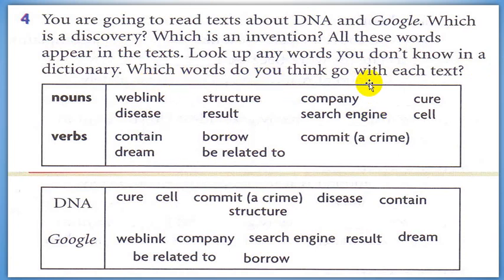Which words do you think go with each text? According to your reading of the text, which of these words come with the first text, the DNA text, or the other text, the Google text? Here is the solution: the DNA text goes with these words: cure, sell, commit a crime, disease, contain, structure. Google goes with the web link: company, search engine, result, dream, be related to and borrow. So this is also information about the text.